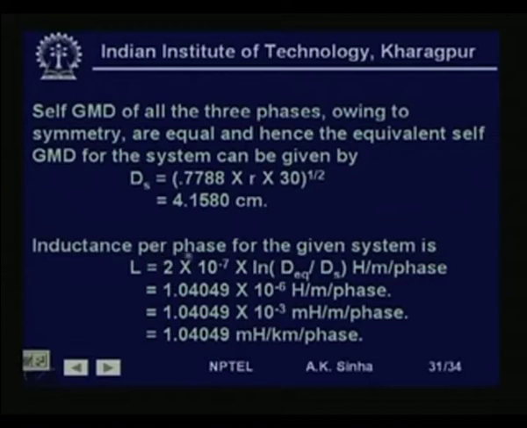Therefore, now we can find out inductance per phase for the given system as L equal to 2 into 10 to the power minus 7 into ln(D_EQ/D_s) henries per meter per phase, which is equal to 1.04049 into 10 to the power minus 6 henries per meter per phase, which can be written as 1.04049 into 10 to the power minus 3 millihenry per meter per phase, or 1.04049 millihenry per kilometer per phase.